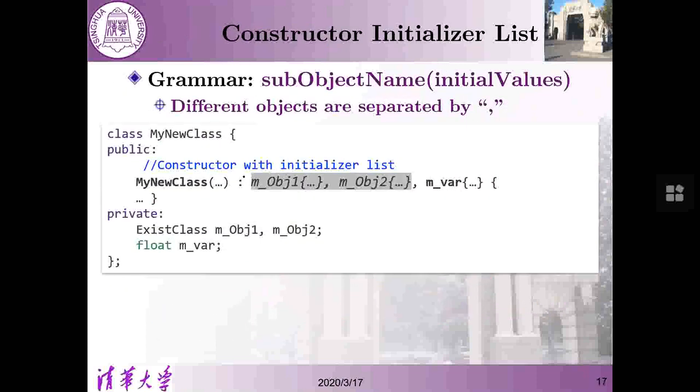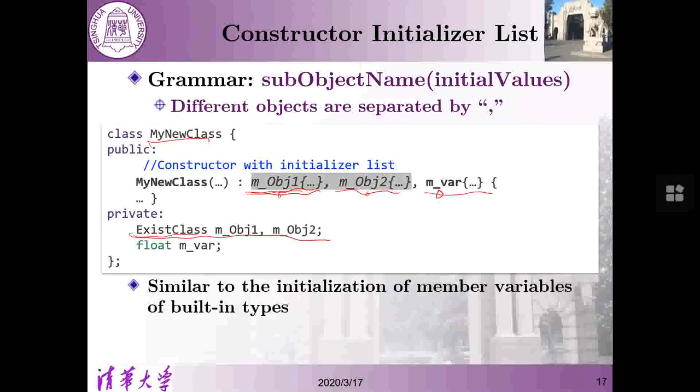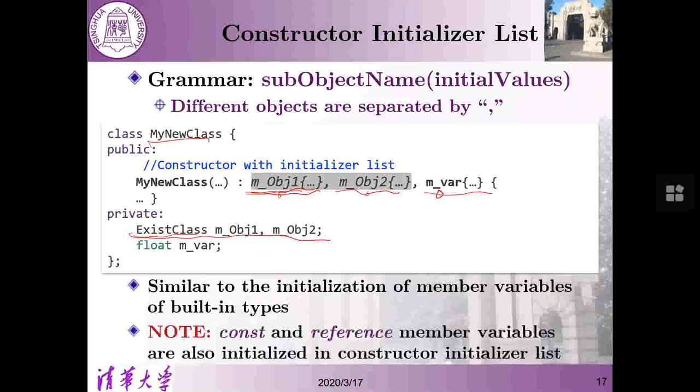So this is the grammar. We have a new class and we have some members of an existing class, and then we can use this. It's similar to initializing member variables. In this way we call the constructor of this existing class. So this is the initializer list. It's similar to built-in types, and we have already learned that const and reference members are always initialized in this list.